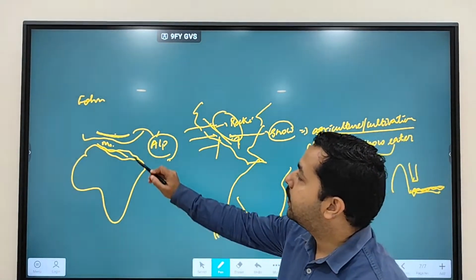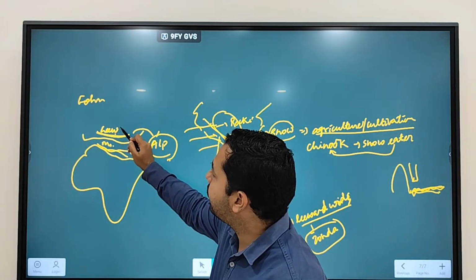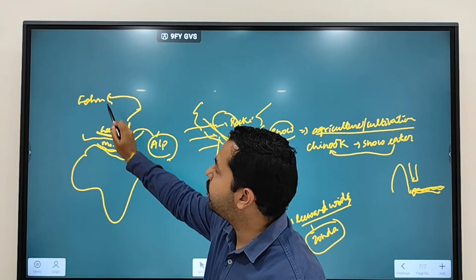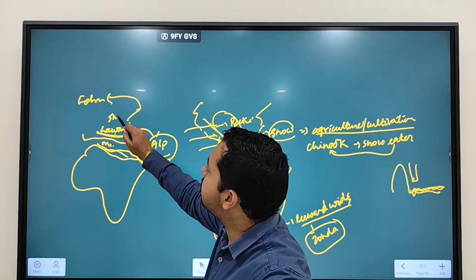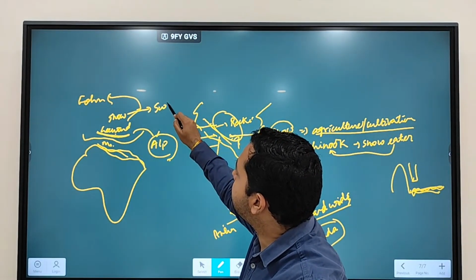So again, on the leeward side of the Alps, what will happen? You see which wind is blowing on the leeward side of the Alps. It is referred to as foehn. Foehn is blowing on the leeward side of whom? The leeward side of the Alps. So foehn is a warm and dry wind which is blowing on the leeward side of the Alps. Fine. When this warm and dry wind blows, it melts the snow.